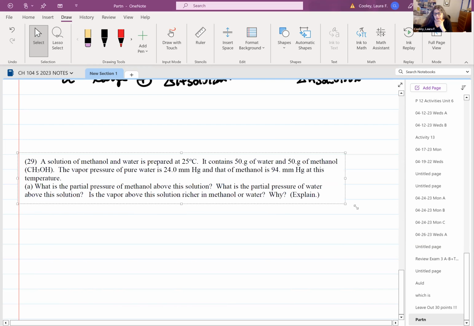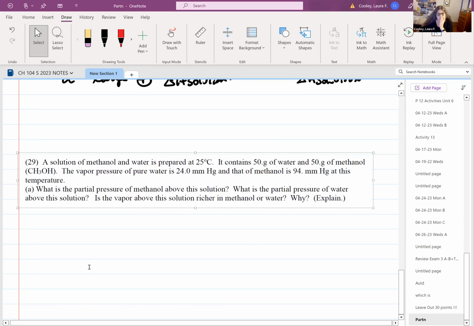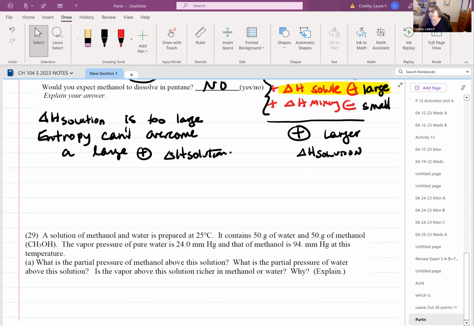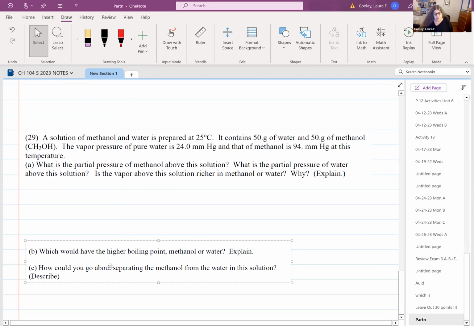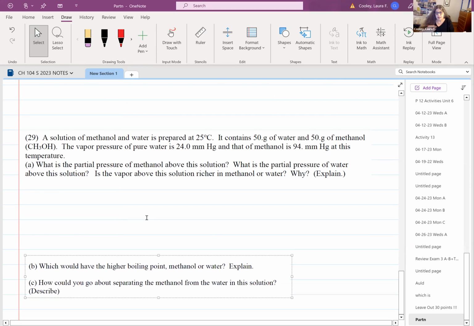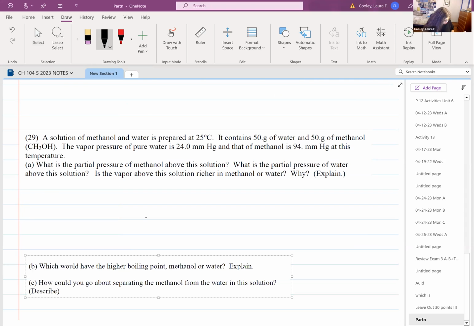Okay, here. Is there a B and a C that I don't know about? Yes, there is. Okay. So we have methanol and water. Vapor pressure. Okay, so we have that, let's get the notation correct here.